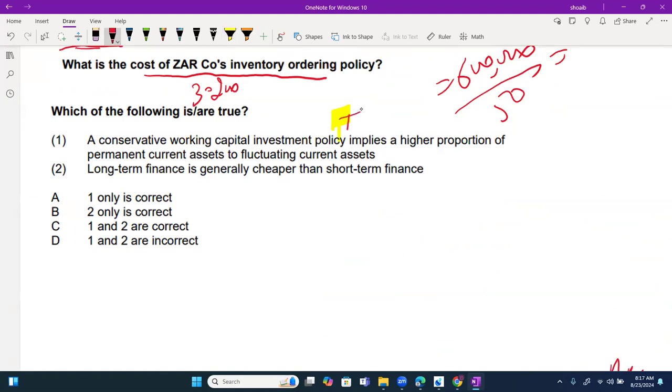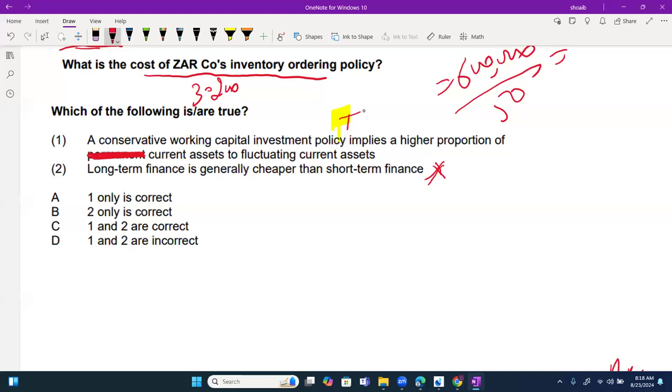Long-term finance is generally cheaper than short-term finance. Actually, long-term finance is expensive. This is false. So second is incorrect. But there is one issue. This is wrong: a conservative working capital policy employs a high proportion of current assets. This should be true. High proportion of current assets.